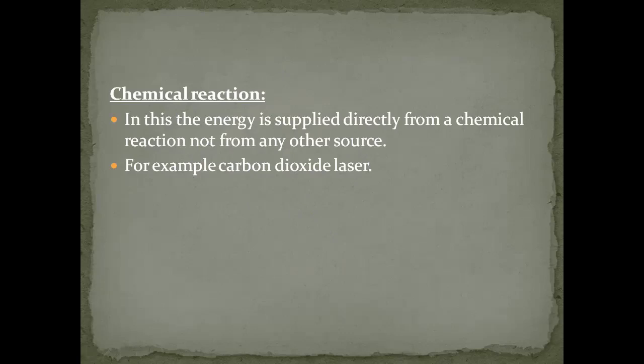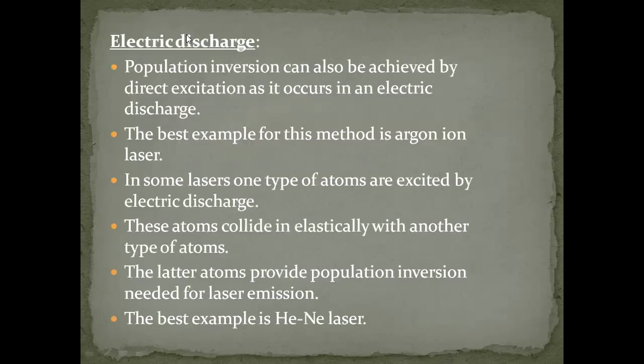The third process of pumping atoms from lower to higher energy level is the electric discharge method, where the electrons released after the electric discharge collide with the atoms in the lower energy level and excite them to a higher energy level. Such a process is called electric discharge pumping, where population inversion is achieved by direct excitation. The best example for this is the argon ion laser, and one more example is the helium neon laser, which we are going to discuss in future sessions also.